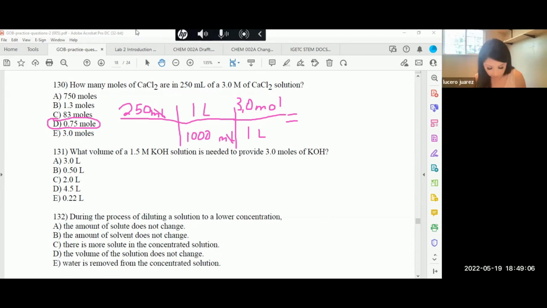And then 131. Okay. It says, what volume of a 1.5 molar potassium hydroxide solution is needed to provide 3.0 moles of potassium hydroxide?